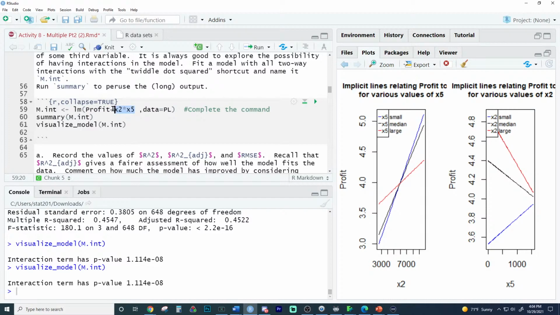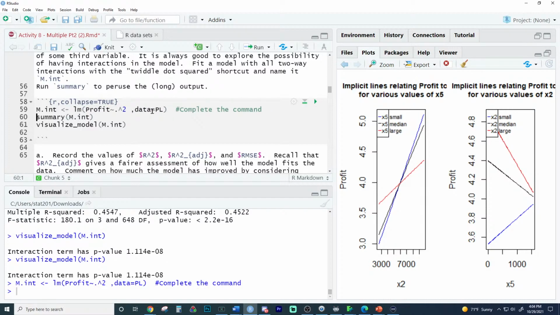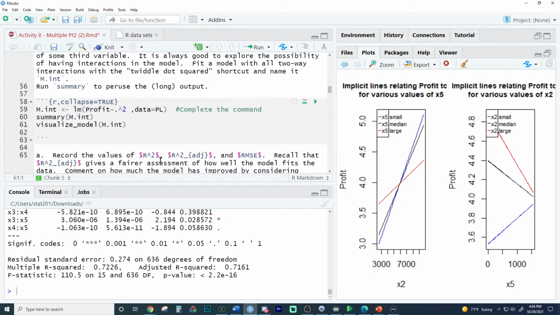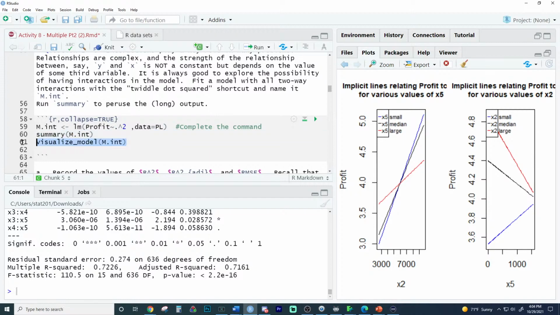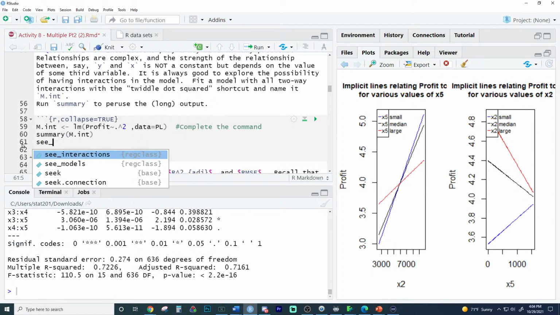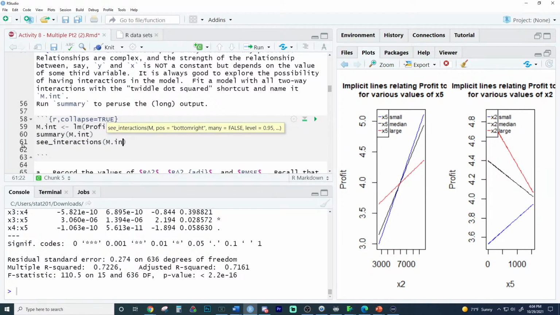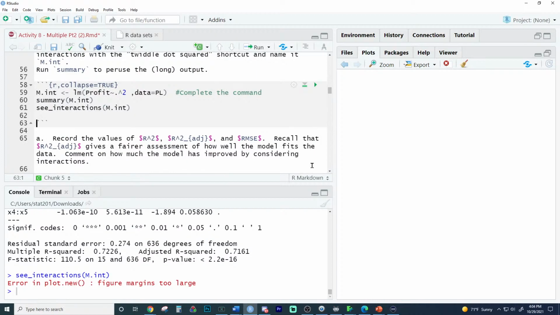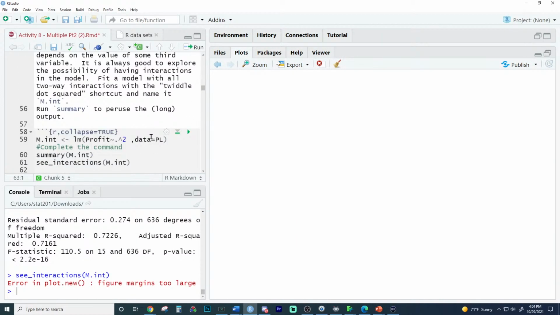This model wants every single interaction, though. So we're just going to go here and add in our raised to second. And now we have all the interactions, and we're going to view them right here. Let's go to interactions. We should have C interactions, I think it is. And let's see our interactions. Too large. We have to make it bigger.